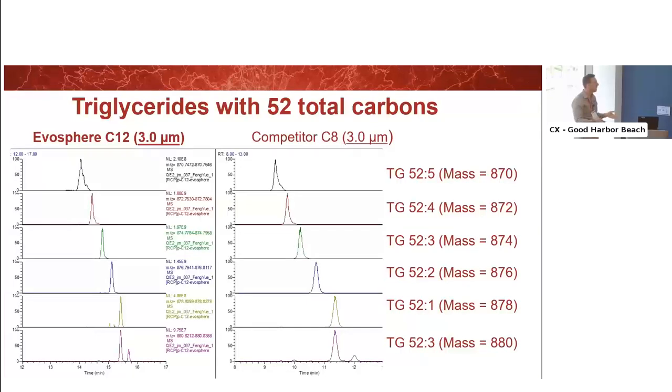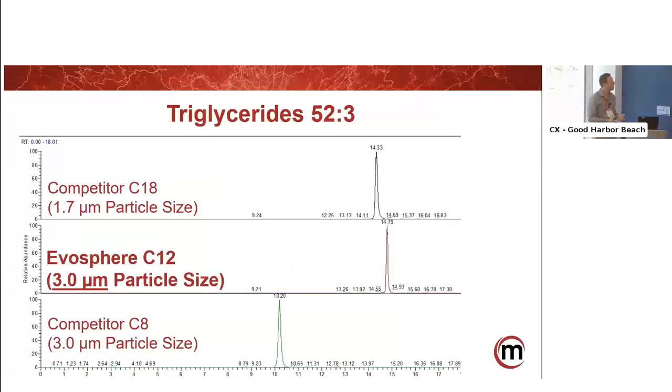Again, versus the C8, not much utility to the C8. The peaks are just so much thinner on the C12, and just overall, I'd recommend the C12. And then this final one, 52.3. This is getting pretty big as far as lipids go, triglyceride 52.3. And you can just see that the tailing on the 1.7 versus ours, how much thinner this peak is.